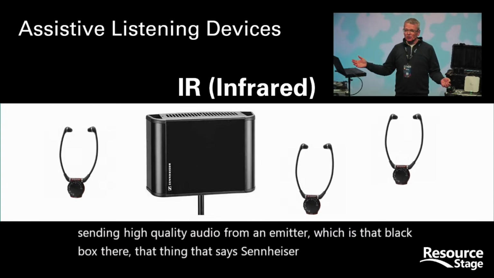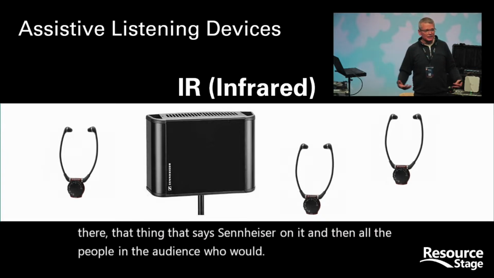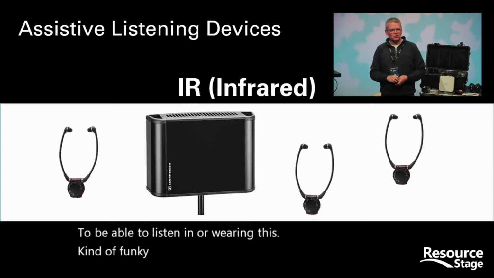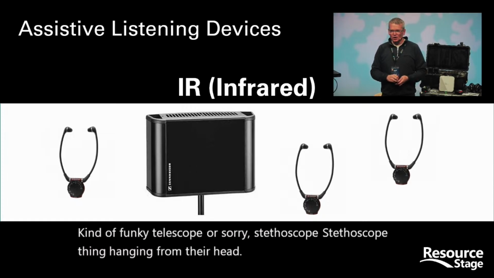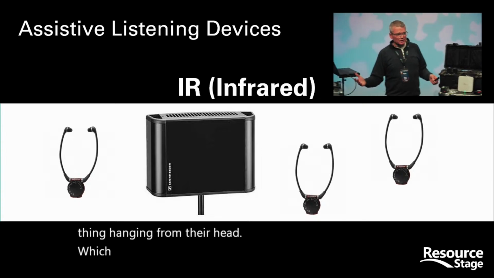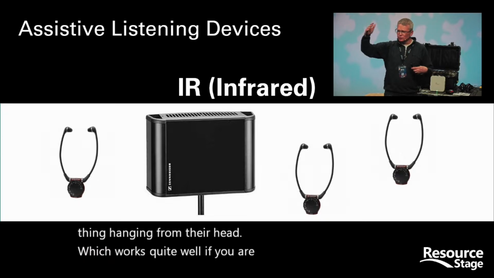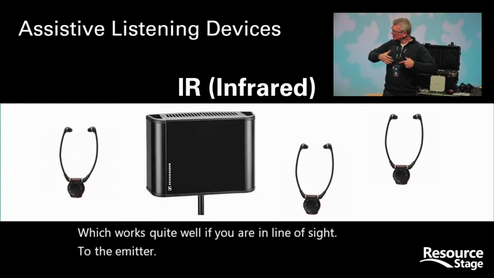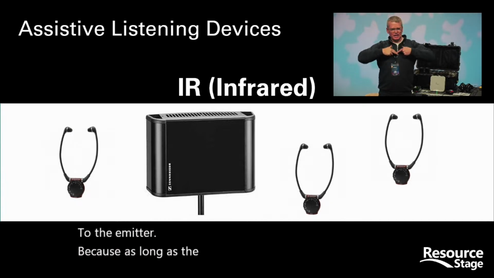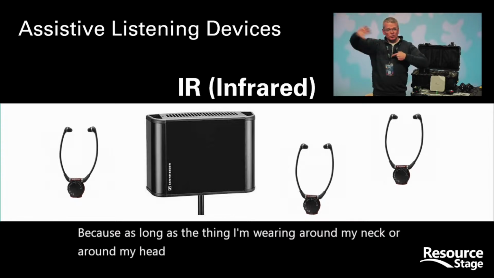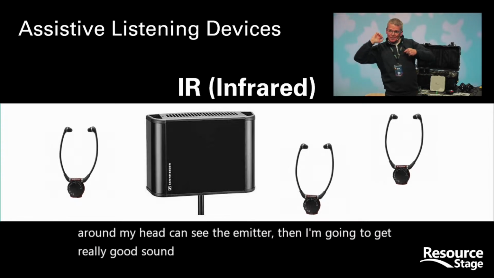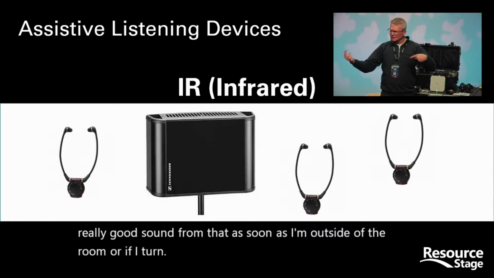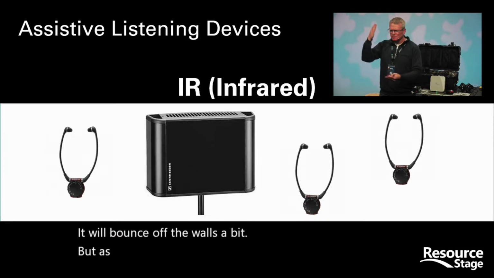And then all the people in the audience who would like to be able to listen in are wearing this kind of funky stethoscope thing hanging from their head, which works quite well if you are in line of sight to the emitter, because as long as the thing I'm wearing around my neck or around my head can see the emitter, then I'm going to get really good sound from that. As soon as I'm outside of the room, or if I turn, it will bounce off the walls a bit, but as soon as I'm outside of the room, then it gets cut off.